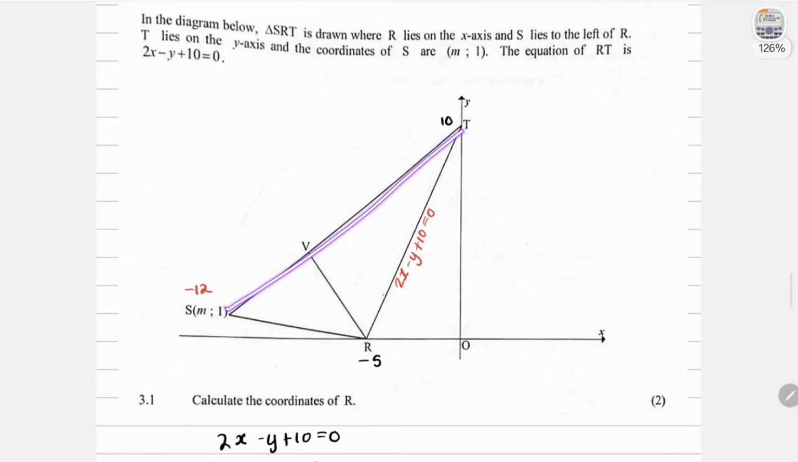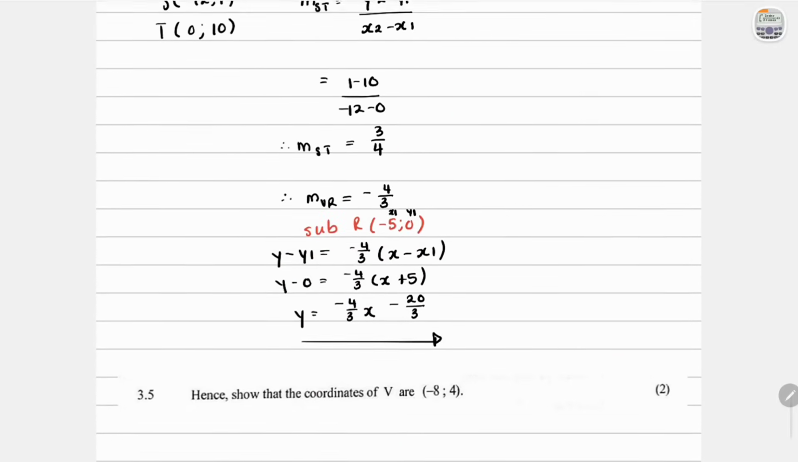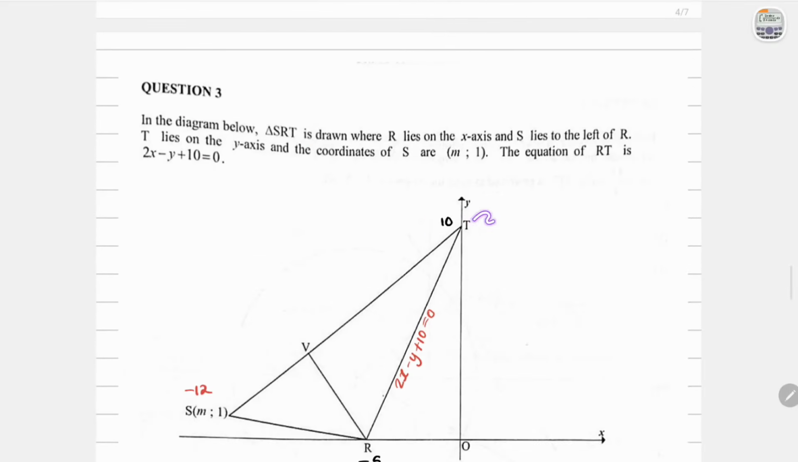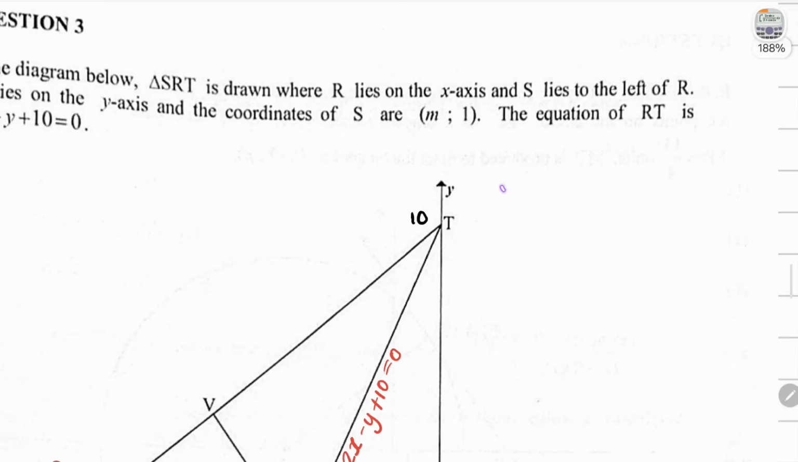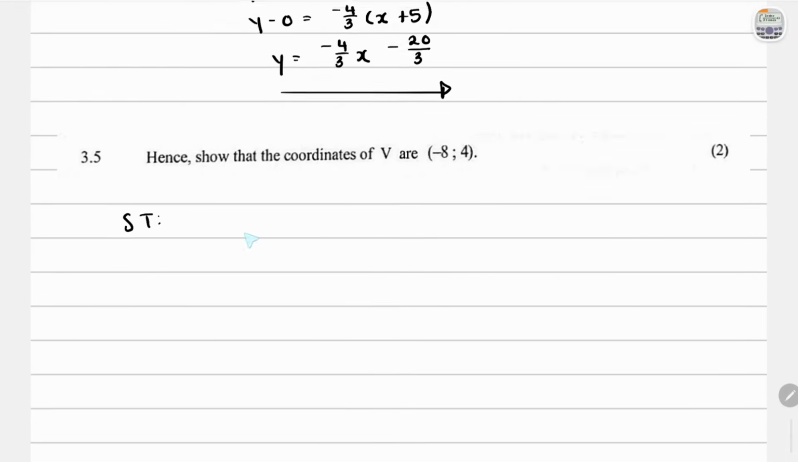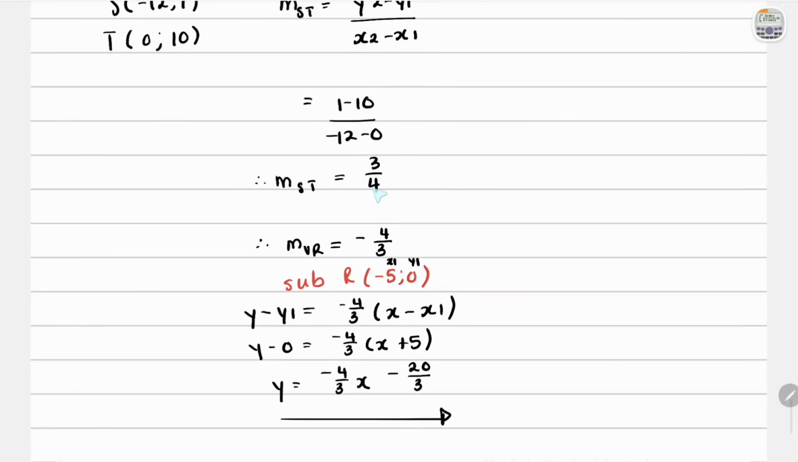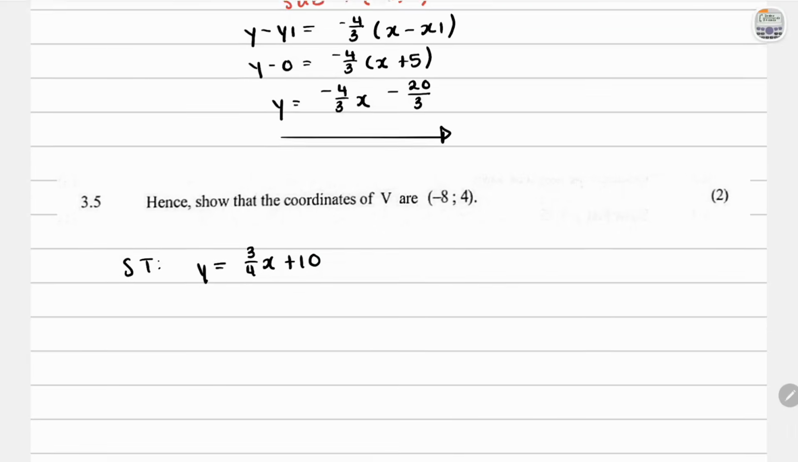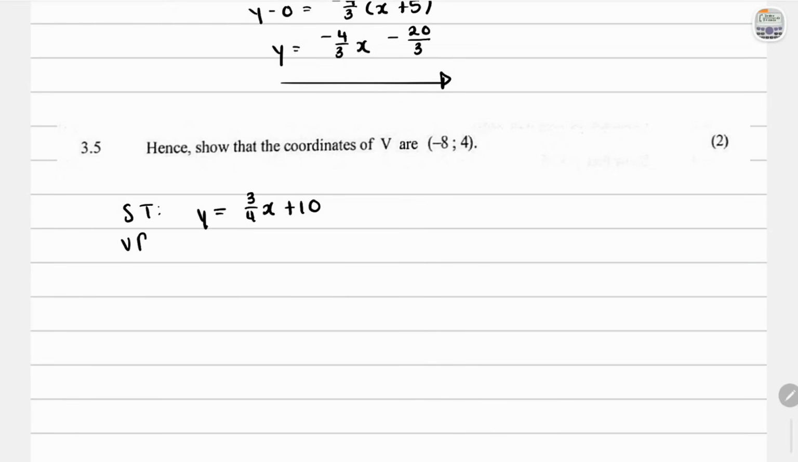So we just need to find ST first. So finding the equation of ST, we already have its gradient. Oh, we don't actually have to find it because you see that ST just has a very clear y-intercept. The equation of a straight line is y equals mx plus c. The c part is your y-intercept. So whatever your y-intercept is, you just put it there. We already have the gradient. So we can just tell them that the equation of ST is y equals 3/4x plus 10. And we know the equation of VR is this.